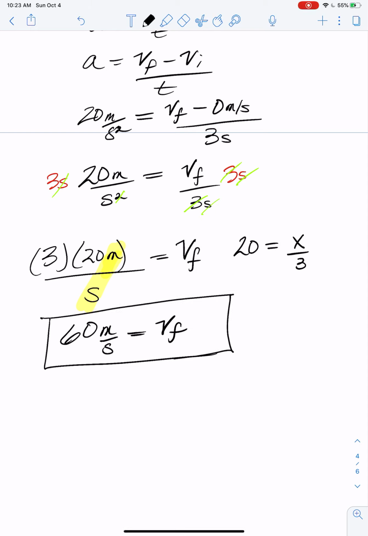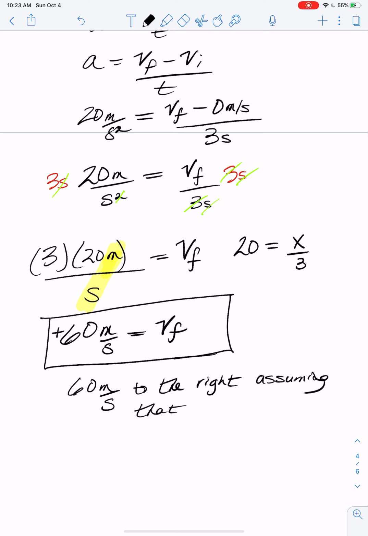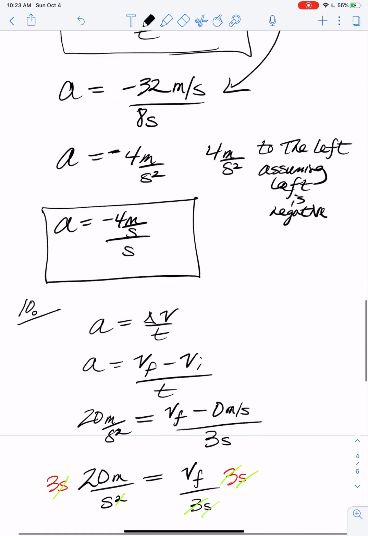Velocity has a direction, right? Positive. So you could say 60 meters per second to the right, assuming that right is the positive direction. Something you would have to declare at the beginning of the problem, or it'd have to be stated at some point by the problem. All right, that's it. I think that's all the problems.